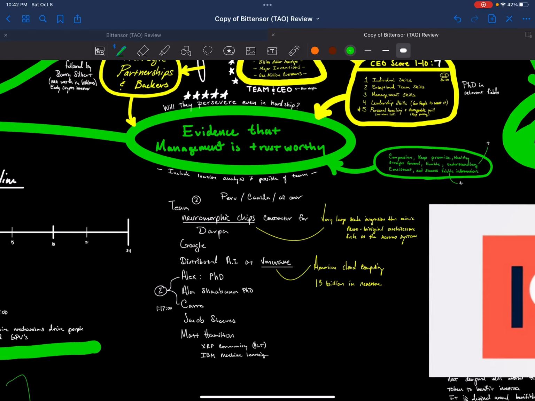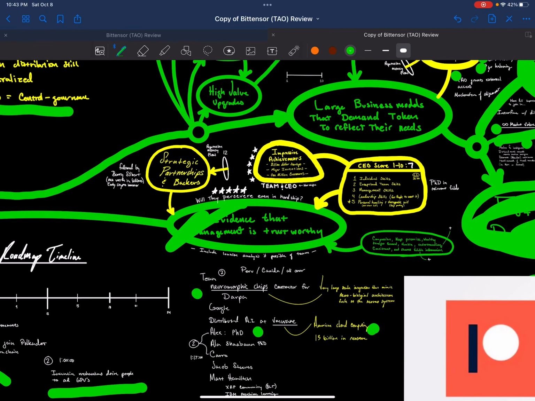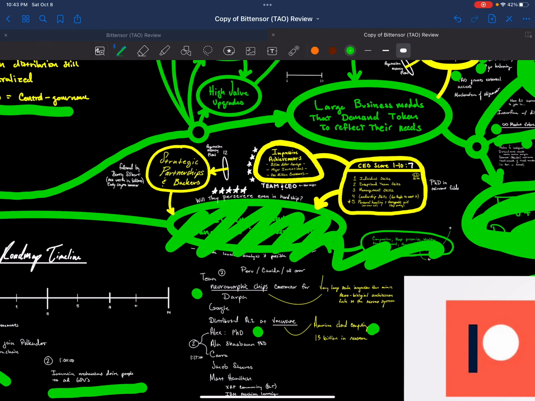All right, regarding the team, they have a background in neuromorphic chips. These are very large-scale integrations that mimic neurobiological architectures such as the nervous system. So that's the background here. They were contractors for DARPA and Google. They worked in distributed AI at VMware, which is a cloud computing company with $13 billion in revenue. There are PhDs, so they have experts. They are a team relevant and capable of doing these things.